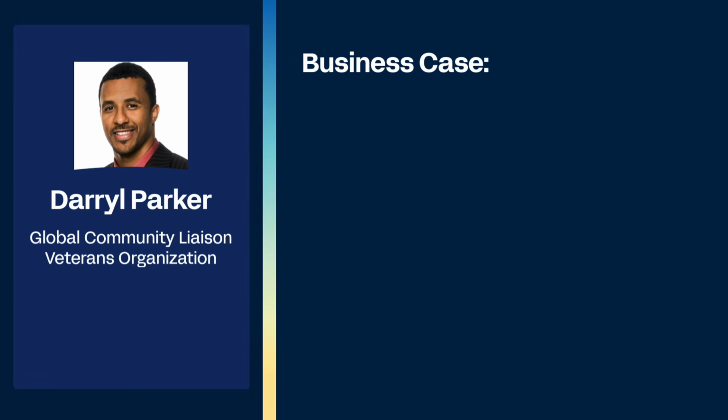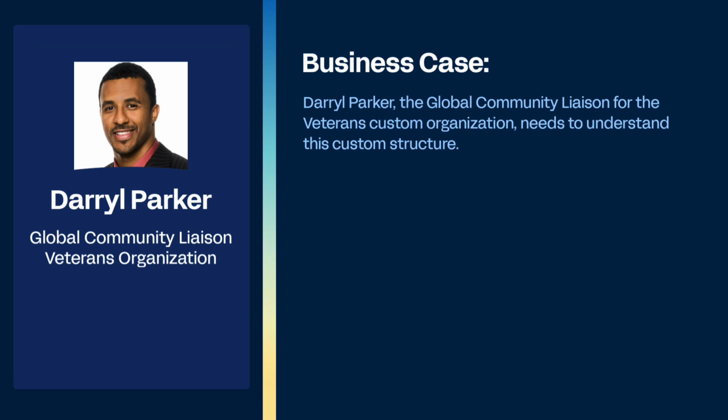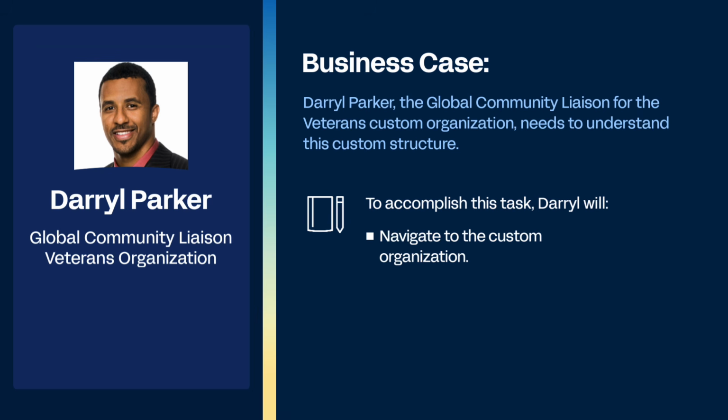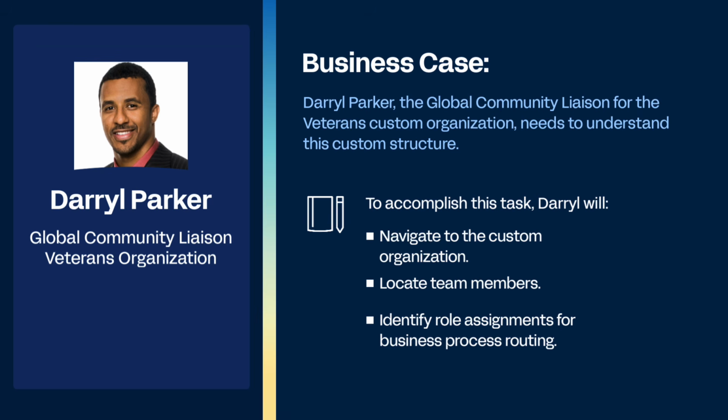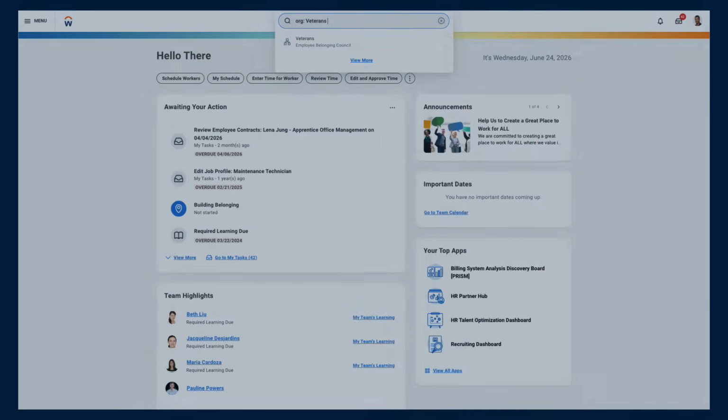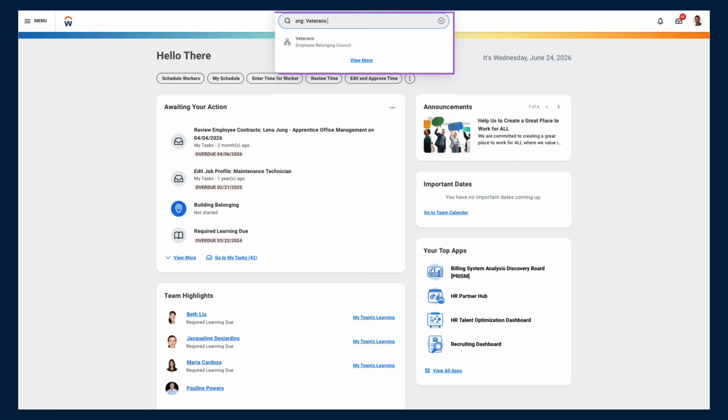Let's explore an example. In this demonstration, I'm signed in as Daryl Parker, the Global Community Liaison for the Veterans Custom Organization. Daryl needs to understand this custom structure. To accomplish this task, Daryl will navigate to the custom organization, locate team members, identify role assignments for business process routing, and review security. To begin, I'll use a search prefix to navigate to the Veterans Custom Organization.